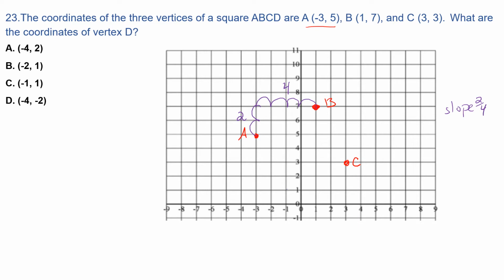And so if I start from point C, I can do the reverse. The slope is positive 2 over 4, but if I change this to negative 2 over 4, I can count down 1, 2, and then to the left 1, 2, 3, 4, and that will give me the fourth point here. And so you can actually check this.